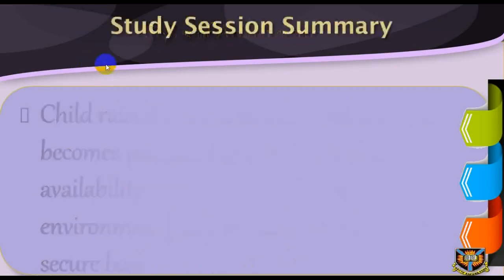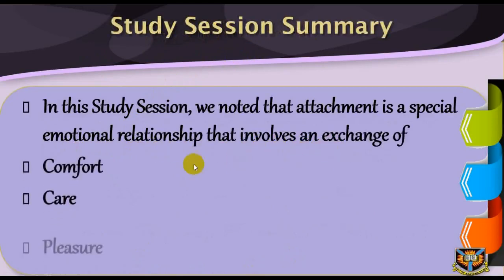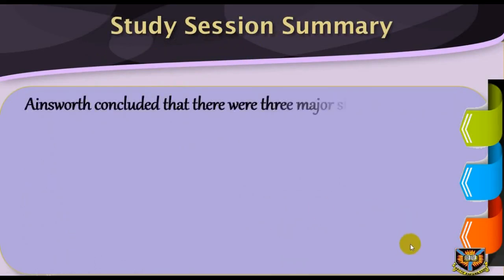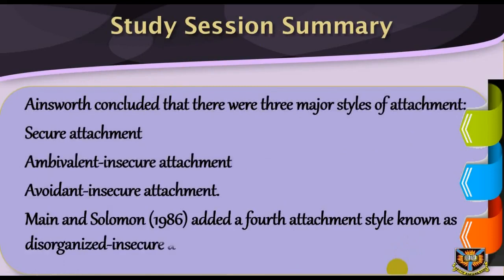Study session summary. In this study session, we noted that attachment is a special emotional relationship that involves an exchange of comfort, care, and pleasure. John Bowlby devoted extensive research to the concept of attachment, describing it as a lasting psychological connectedness between human beings. Bowlby shared the psychoanalytic view that early experiences in childhood have an important influence on development and behavior later in life. In addition to this, Bowlby believed that there are 4 distinguishing characteristics of attachment: proximity maintenance, safe haven, secure base, and separation distress. We also noted that Mary Ainsworth expanded Bowlby's work in her study.